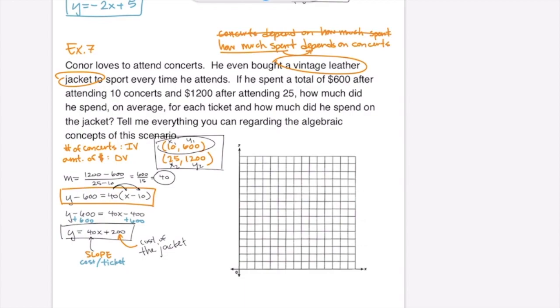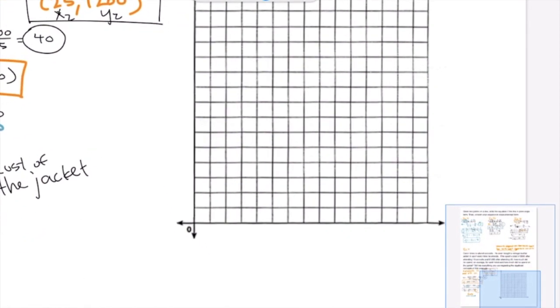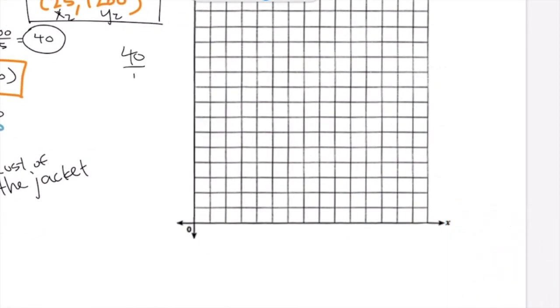Okay, let's see if we can graph this. So we know that the slope is 40. And so we probably want, so think of it as 40 over 1. Remember, the top number is going to correspond with our y values, and the bottom is going to be our x values. So let's go ahead and just count by ones on the x-axis. Remember, this is the number of concerts.